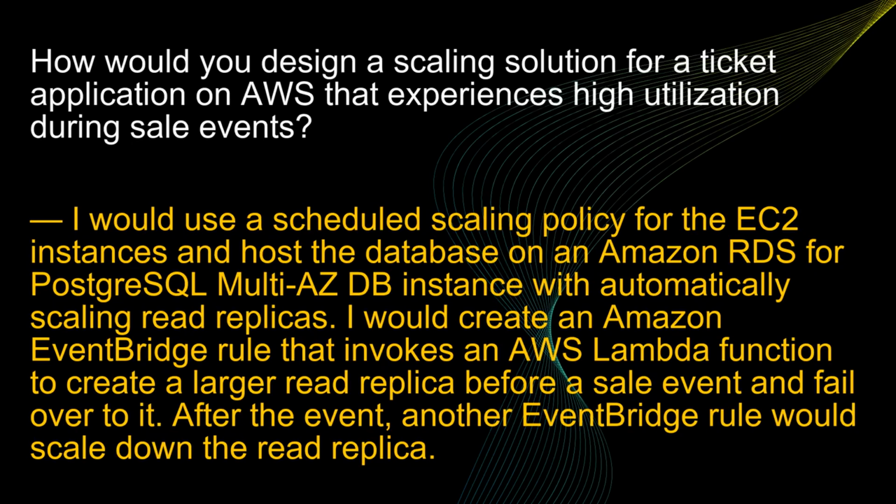How would you design a scaling solution for a ticket application on AWS that experiences high utilization during sale events? I would use a scheduled scaling policy for the EC2 instances and host the database on an Amazon RDS for PostgreSQL multi-AZ DB instance with automatically scaling read replicas. I would create an Amazon EventBridge rule that invokes an AWS Lambda function to create a larger read replica before a sale event and fail over to it. After the event, another EventBridge rule would scale down the read replica.